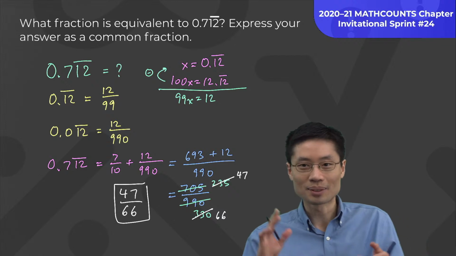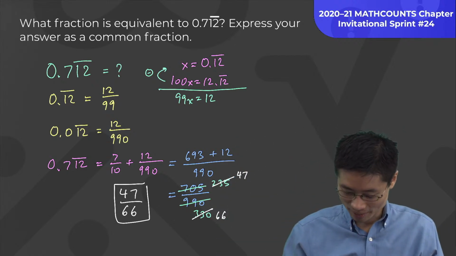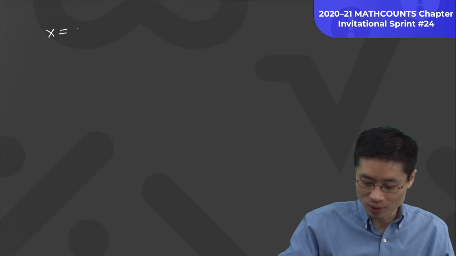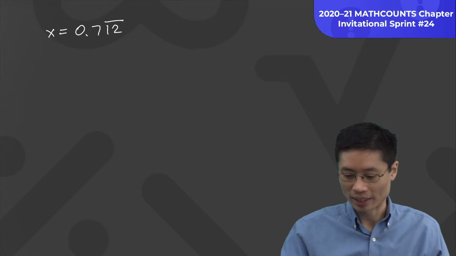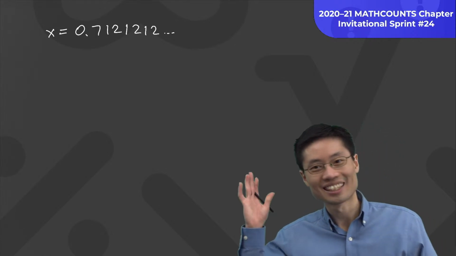Now what I'm going to do is do it the other way just to compare notes. All right? So let's do 0.712 again. If I wanted to do it again, I could say x is equal to 0.712 repeating. Okay? Actually, I often like patterns. I'm just going to do a bunch of them. That's what we've got here.